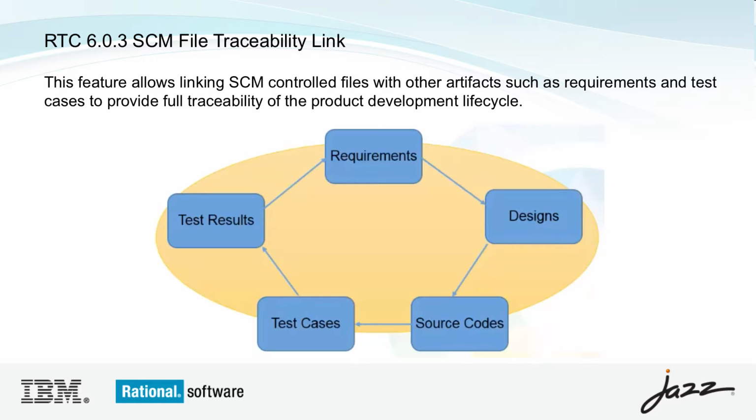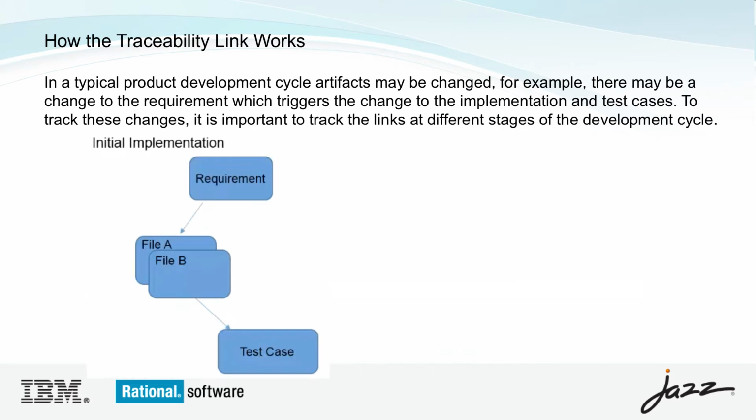A link is not just a static relationship between artifacts, because the contents and relationship of these artifacts may change over a period of time. We want the link to track the status of the artifacts at the various stages so that we can tell that a code change was triggered by a certain change in requirement.